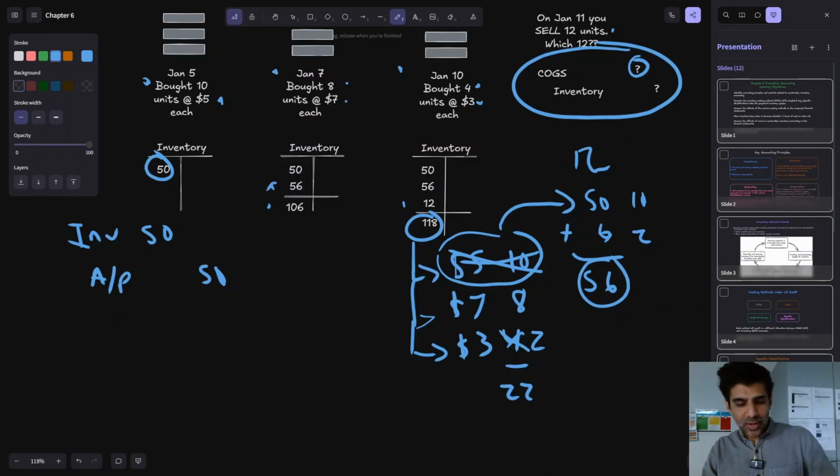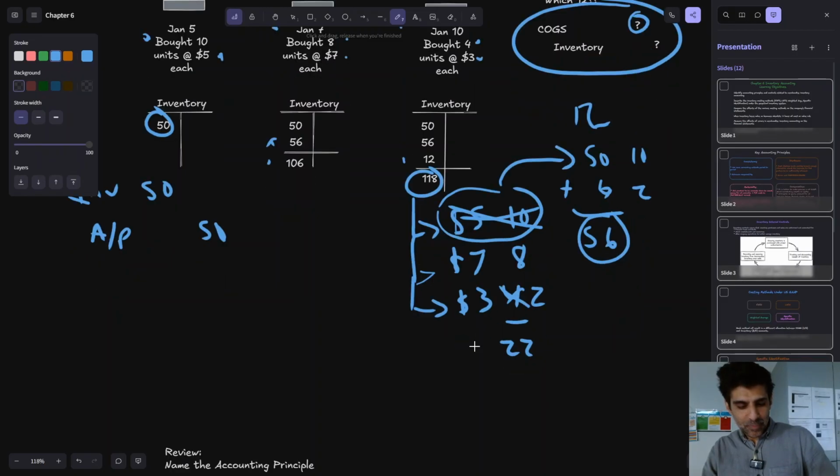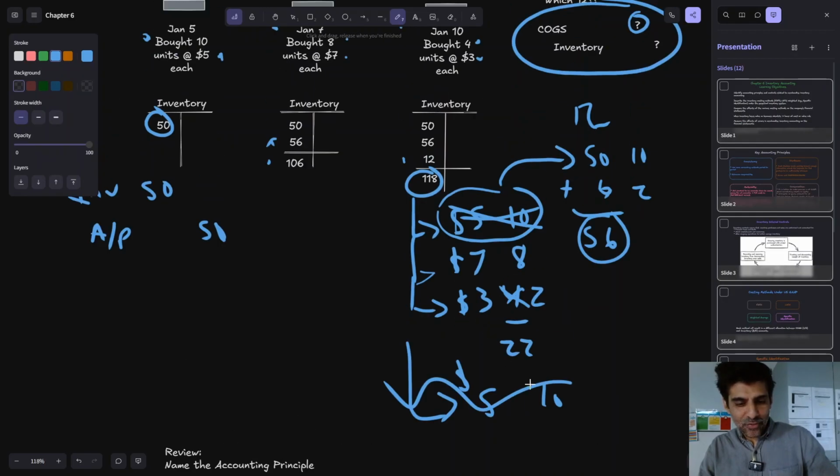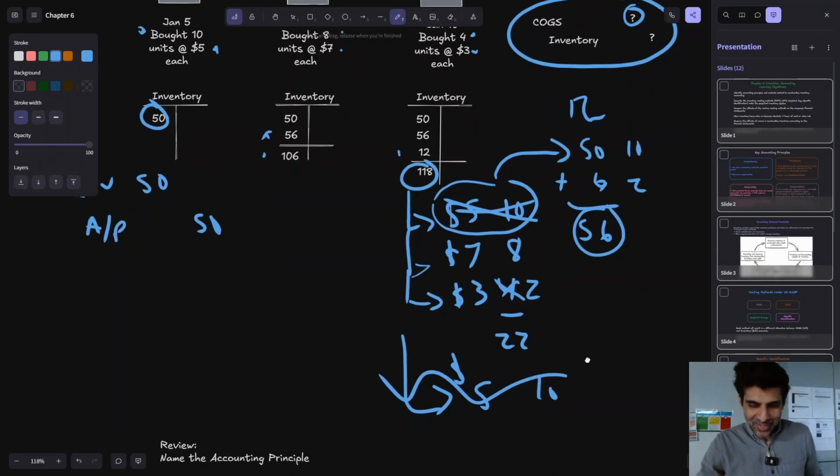Or we could do maybe, again, we have $5, 10. I'm running out of space, so I'll just do it in our heads. Maybe we'll do 6 from this $5, so this 10 will become 4, and the cost of goods sold. Okay, how should I draw this?